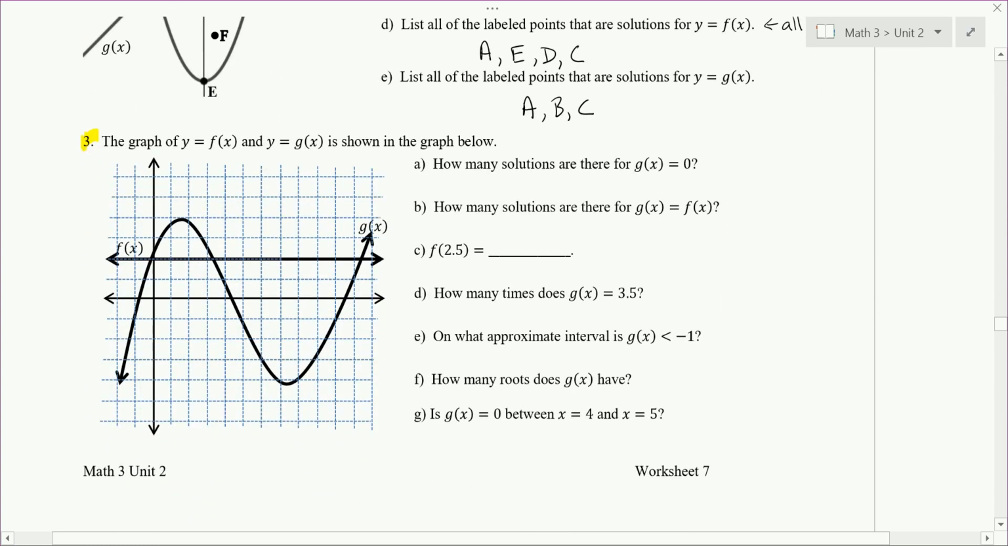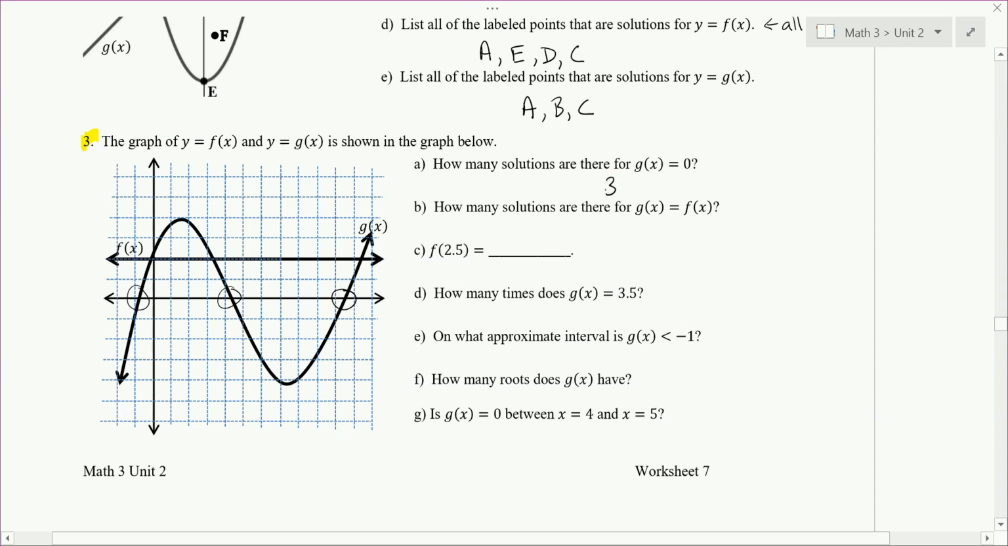For number 3, we have the graph y equals f of x, which is our horizontal line, and we have the graph y equals g of x, which looks like maybe a cubic function here. How many solutions are there for g of x equals 0? So remember, if you have a function like this equal to 0, that's referring to x-intercepts. So it's saying how many times does g of x cross the x-axis. So I'll circle those spots, 1, 2, 3.